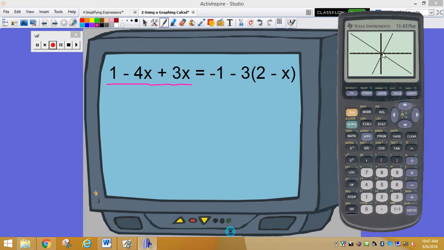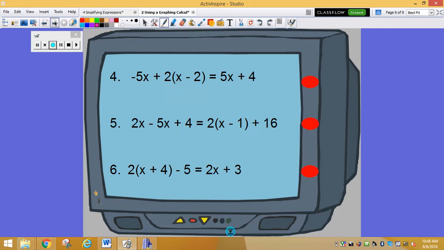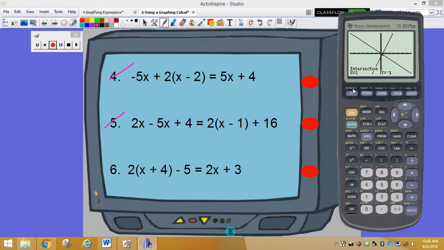I can see the intersection, so I'm going to do second trace. 5. Enter 3 times. 1, 2, 3. And x is 2. Now, if you remember before, sometimes we got no solution. Sometimes we got infinite solutions. Your calculator, again, will tell you what it is, but you got to know some stuff. So we're going to skip 4 and 5. Those will give you actual answers. Let's just do 6, okay?